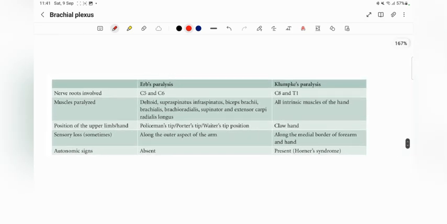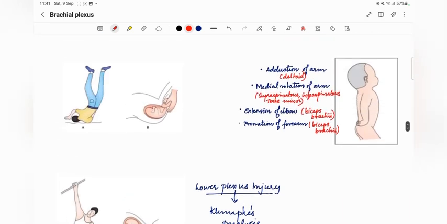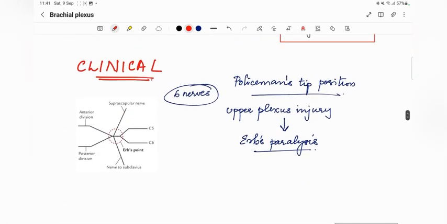So this is all about Erb's paralysis and Klumpke's paralysis and the clinical correlation of brachial plexus. So when you write about the brachial plexus as an answer in your exam, make sure that you draw the diagram and list out the nerves that arise from each cord along with the nerves that arise from the root and the trunk. So we have 2 nerves that arise from the root, 2 nerves that arise from the trunk, and then we also have nerves that arise from the cord of the brachial plexus. So then we have 3 cords, lateral, medial and posterior.